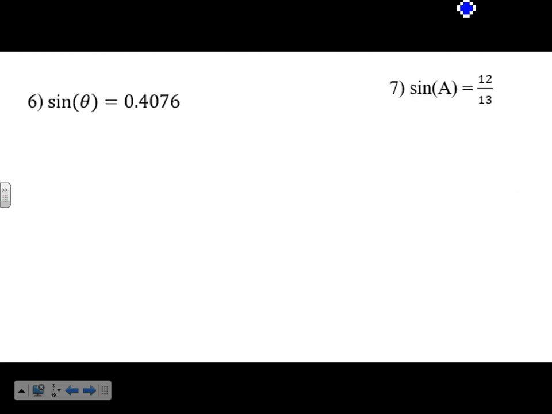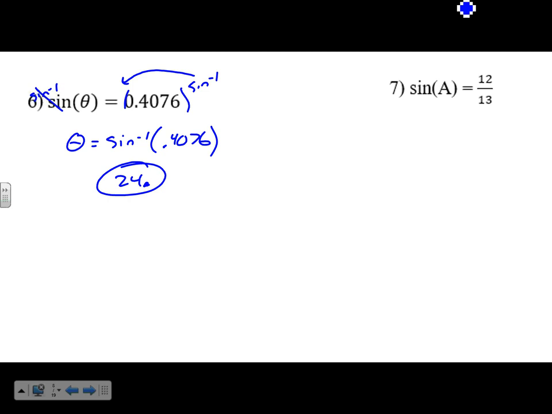Same thing with sine. Don't make this harder than it actually is. Sine to the negative first. Technically, this should be written in front, but I'm just writing it down so you kind of can see that example or see what I'm doing. Sine to the negative first of 0.4076. So second sine, 0.4076 is 24.05. Again, we're rounding to the nearest degree.